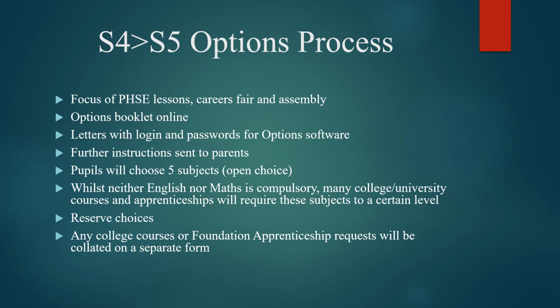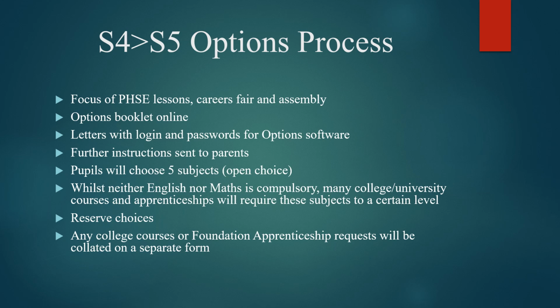Now, the options for S5 and 6 are done using an options software that we used last year, which collates pupil choices and then works out the optimum column structure to allow the most people to get their first choice in subjects.